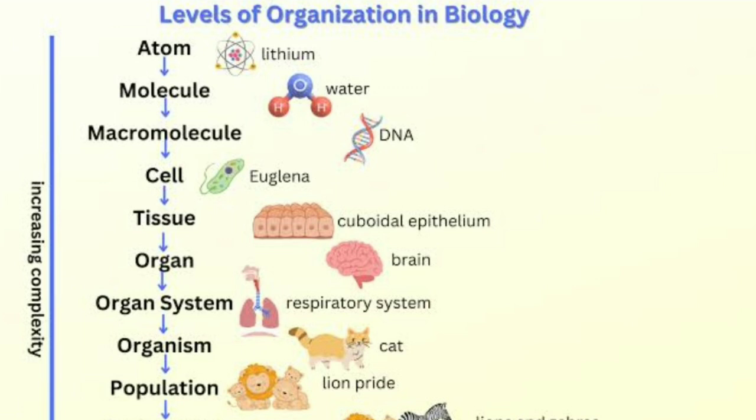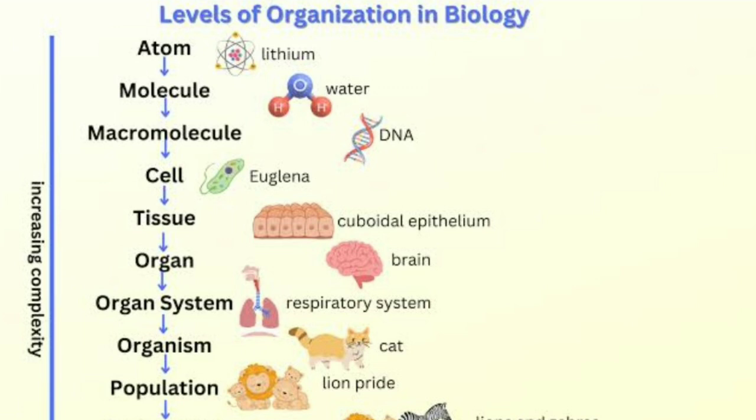Now tissues plus tissues make an organ. For example, epithelial tissues combine together to form an organ. Here I have, for example, the brain. Now organ plus organ, for example our stomach joins with our liver and then our intestine. It forms what? The digestive system. Stomach, esophagus, large intestine, small intestine, these separate organs join together to form an organ system, for example the digestive system. Here we have the respiratory system.